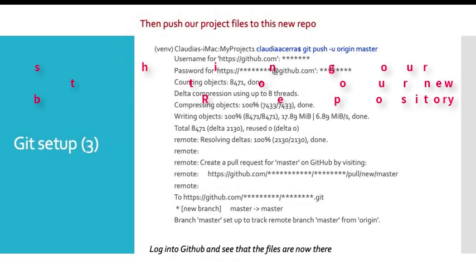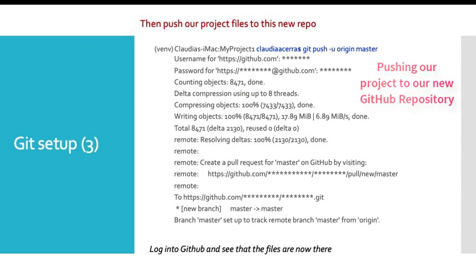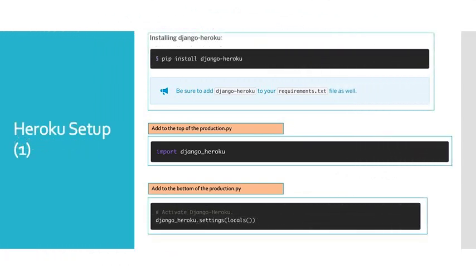Now we'll fire off the git push command so that we can push our project files up to our new GitHub repo. git push -u origin master. Once you do that, you should be able to log into your GitHub repository and see that the files are now there. Now that we have Git and GitHub out of the way, it's time to start to tackle Heroku.